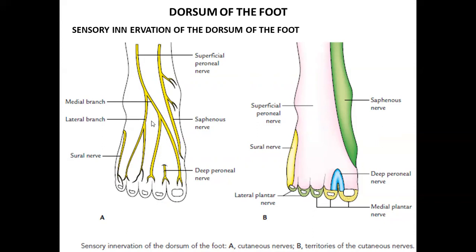It also supplies the medial margin of the great toe. This one. So the major part of the dorsum of the foot, ये dorsum होता है, plantar aspect नीचे से होता है. Dorsum of the foot का major aspect जो है, that is supplied by the superficial peroneal nerve.